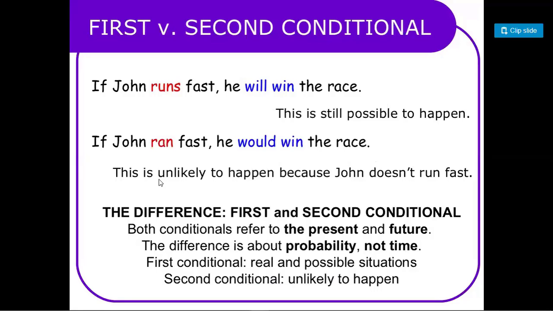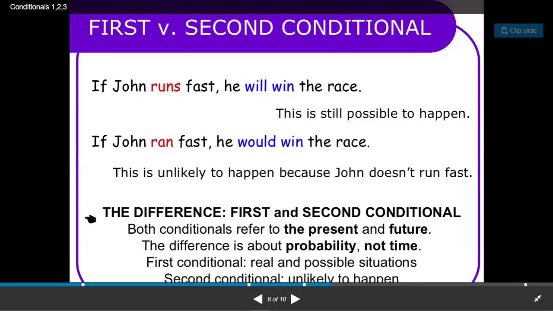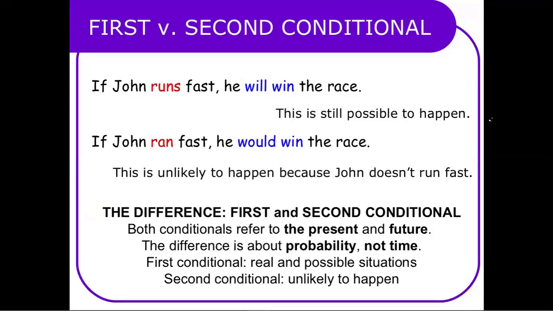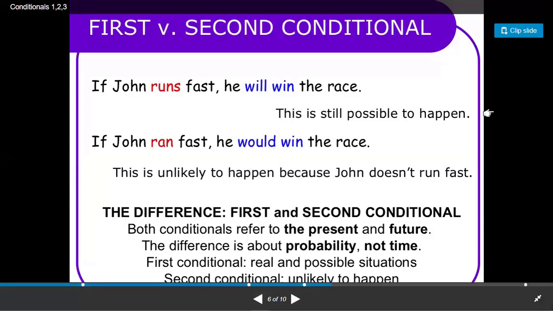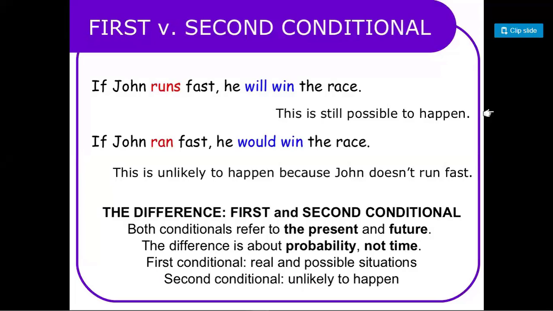This is unlikely to happen because John doesn't run fast. Now let's read the differences a little more. Both first and second conditionals refer to the present and future. So the difference is about probability, not time, meaning something that is probable, likely to happen. First conditional: real and possible situations. Second conditional: unlikely to happen, so the conditions won't be possible.